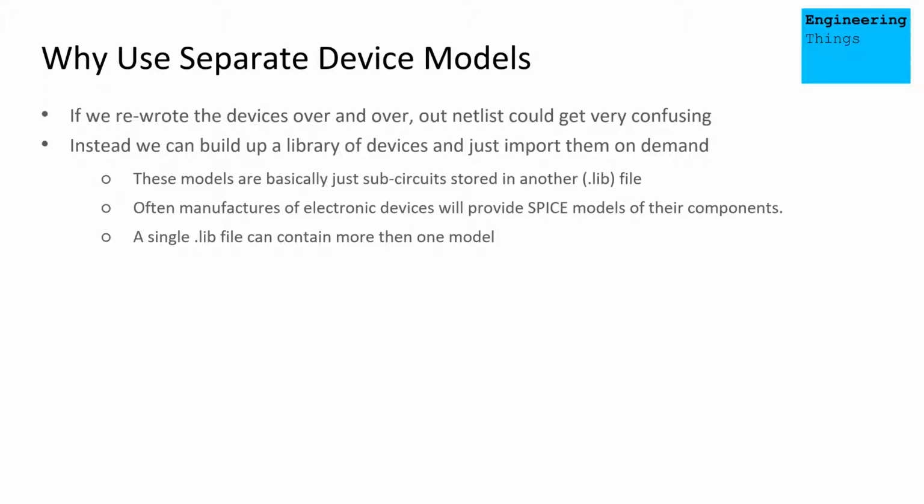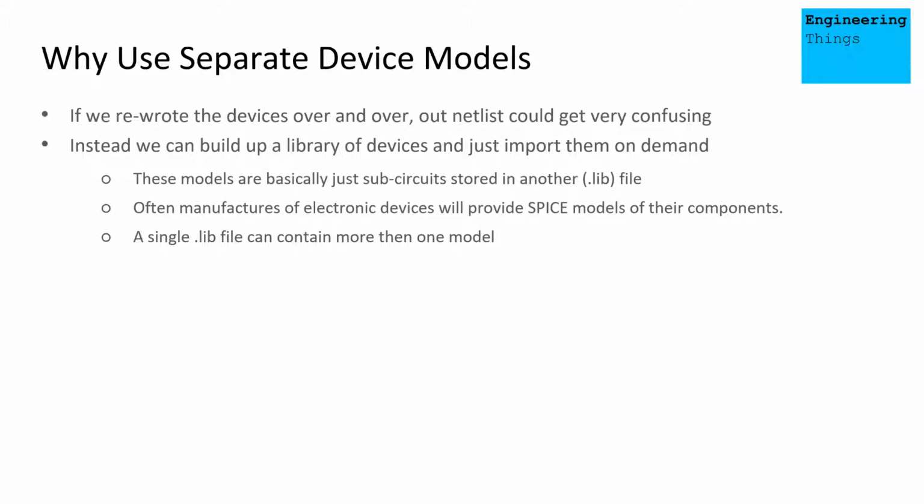This is incredibly useful because we can just build up a library of our devices. In addition to this, manufacturers often produce Spice models and Spice libraries of the electronic devices that they are producing. So quite often, if you're looking for a particular device, if you just look it up on the internet, you can usually download its Spice model, and then you can import that library into your Spice simulation and use that device. So it's very, very useful.